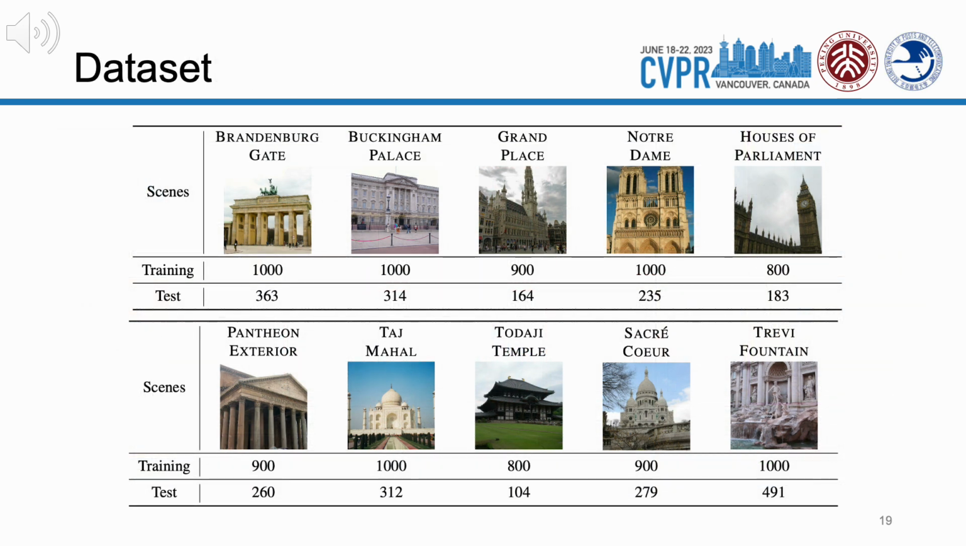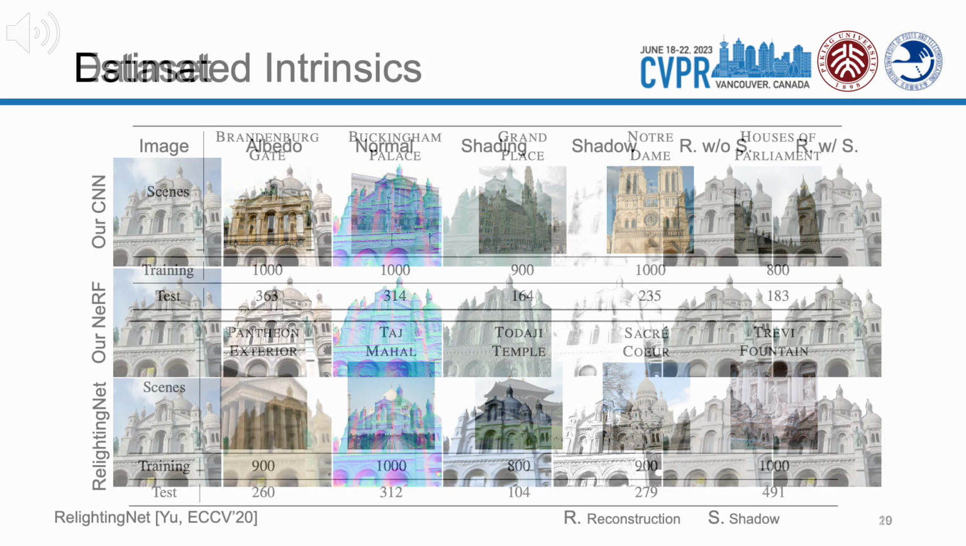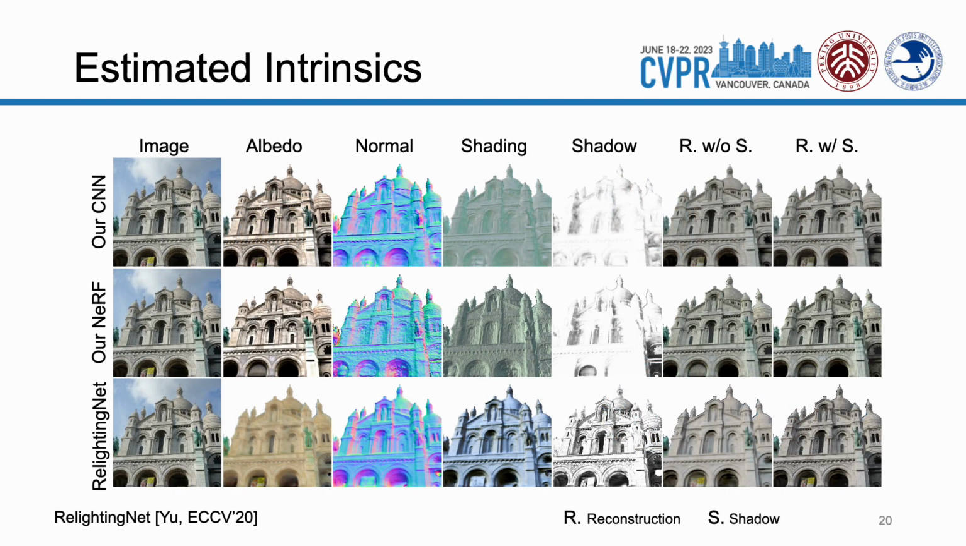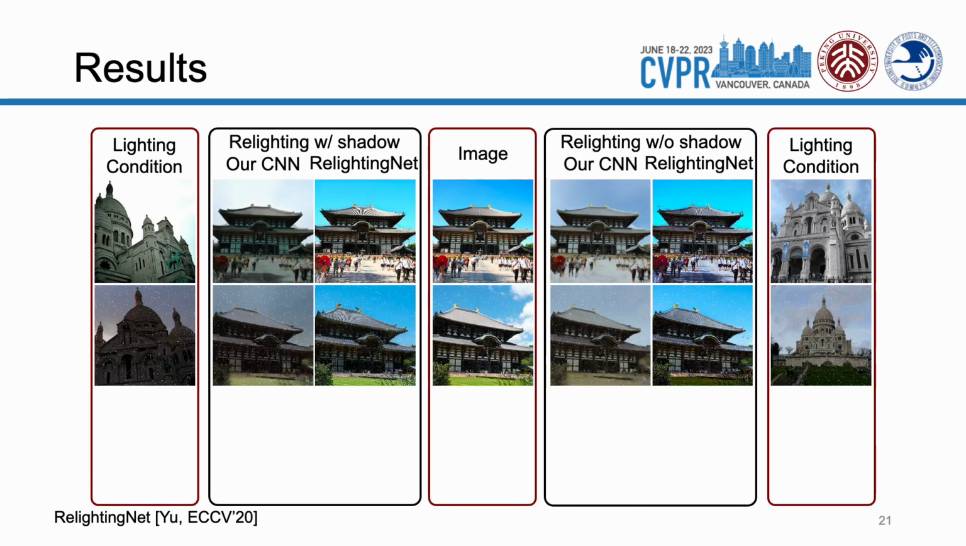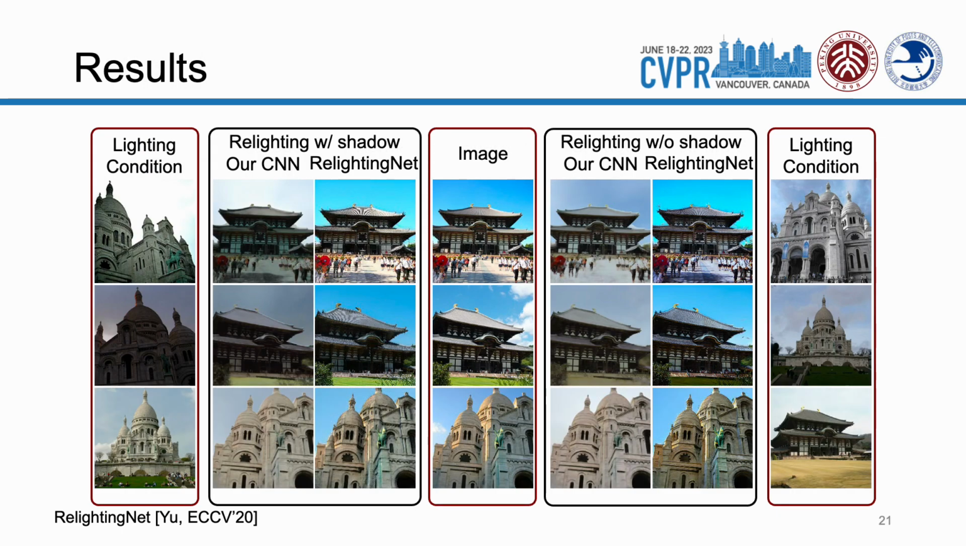We collect 10 outdoor landmark scenes from the POTA tourism dataset to form the training set. Apart from these, we also select 2 more scenes from the Megadepth dataset for generalization capacity evaluation. Here we illustrate the estimated intrinsic components of our CNN module, our NeRF module, and related work. R stands for reconstruction and S stands for shadow. As the figure shows, our method recovers better intrinsics. And here are the relighting results, compared to related work, which demonstrate the advance of our method. The evaluation is performed on both the shadow-aware domain and the shadow-free domain.